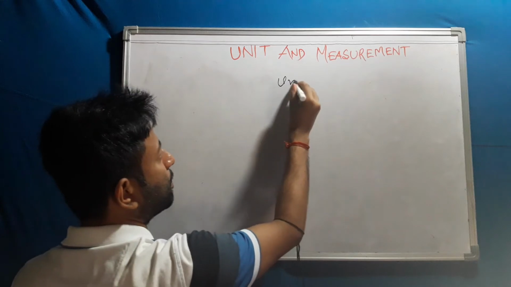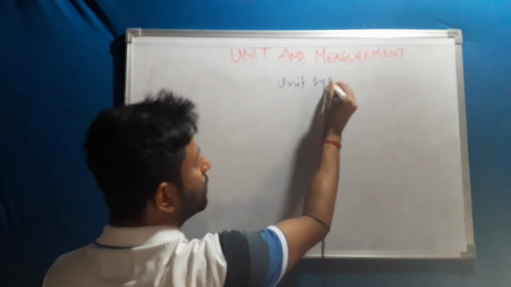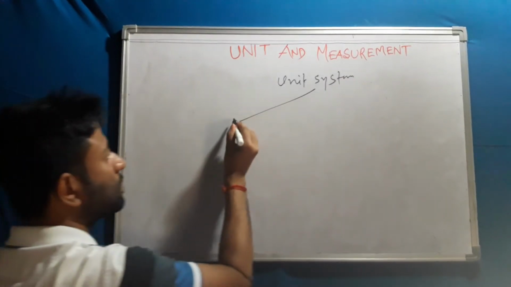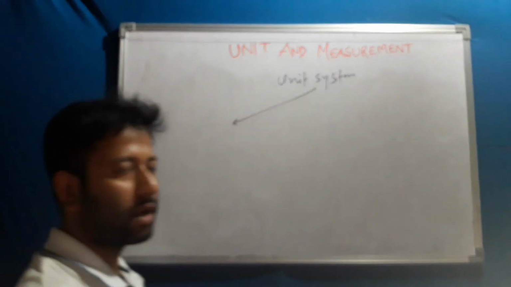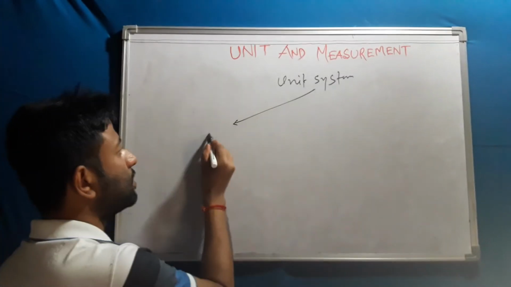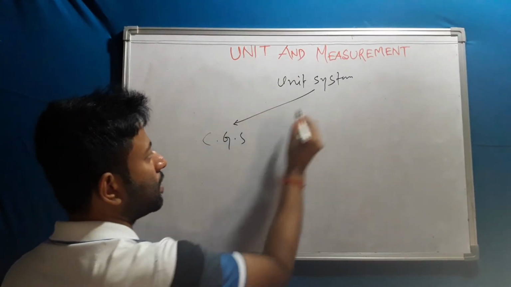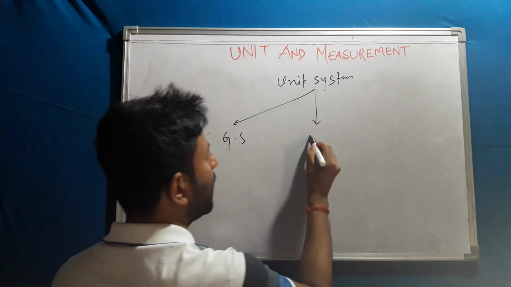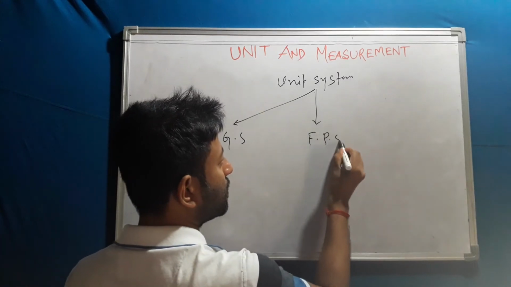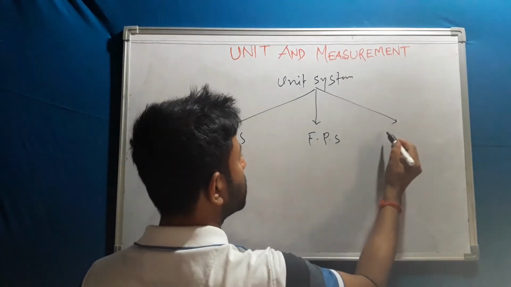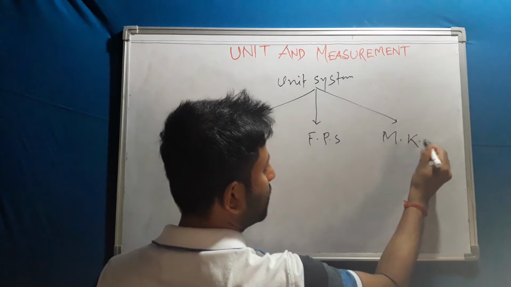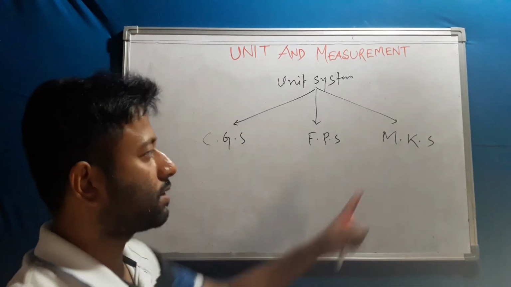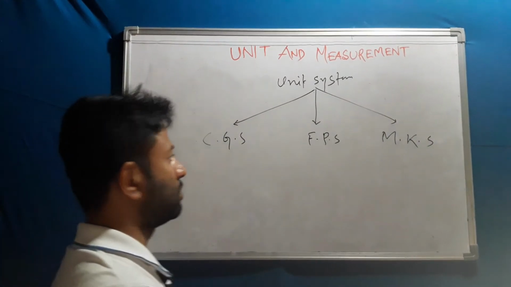That means this is my unit system, and this unit system is classified into three categories. That is CGS, that is FPS, and the third one is MKS. Okay, I'm coming one by one.